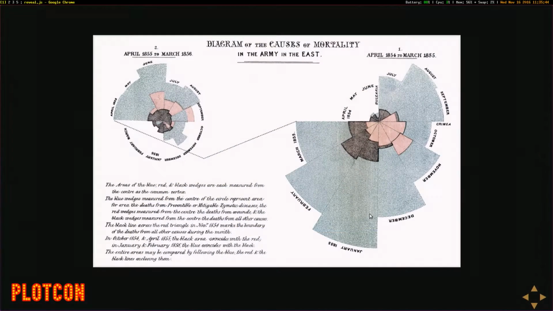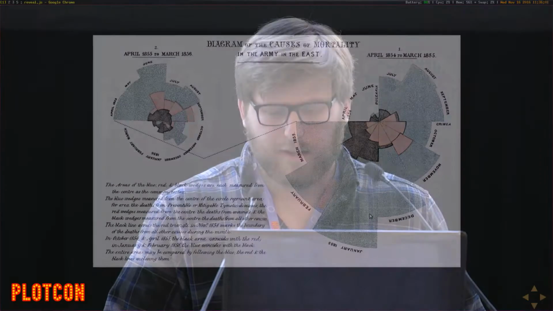Another example, because I found a bunch of interesting old charts while I was doing research for this. This is a chart drawn by Florence Nightingale, famous founder of the modern nursing profession. This is a chart about the mortality rates in the Crimean War between England and, I believe this is on the Russian front. And it's a polar area chart.